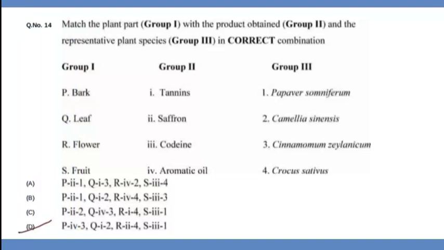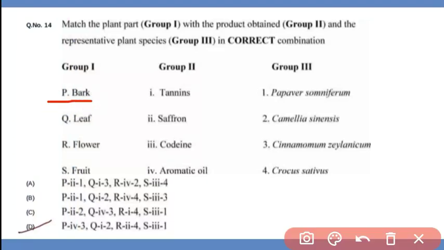Starting from question number one: match the plant part in group one with the product obtained in group two and a representative plant species in group three in the correct combination. You have to find the correct combination from the options. First, there is the bark.